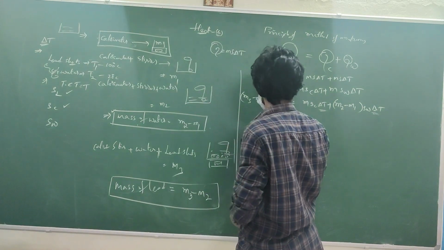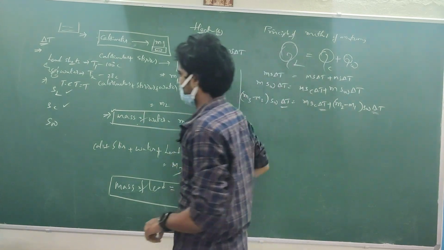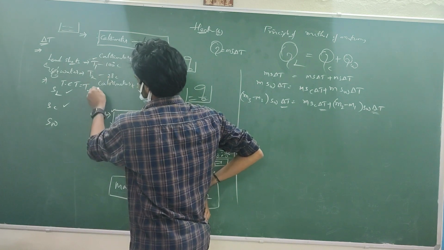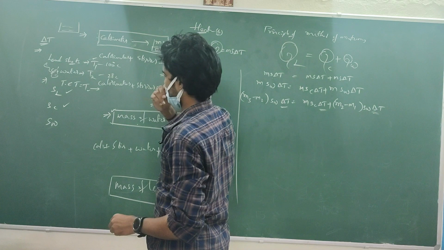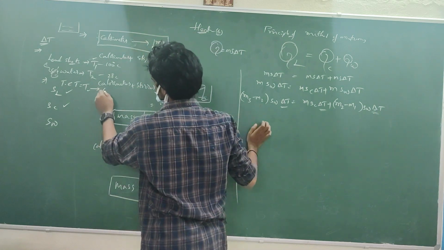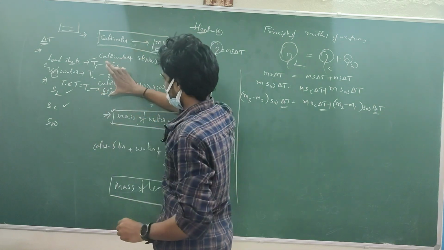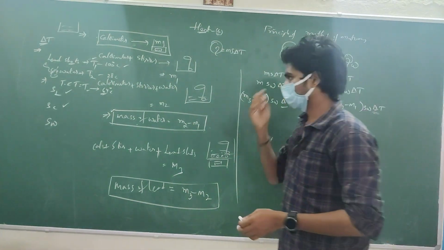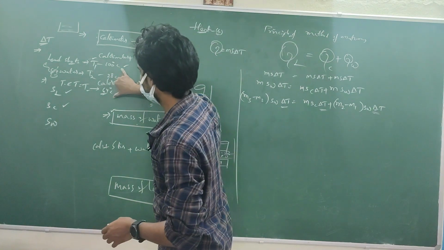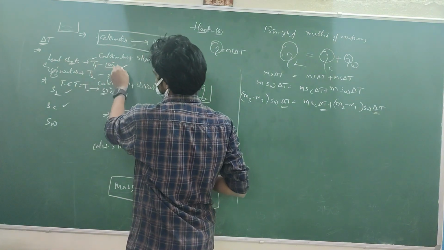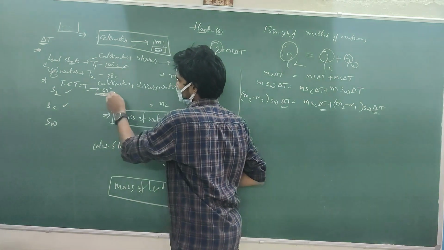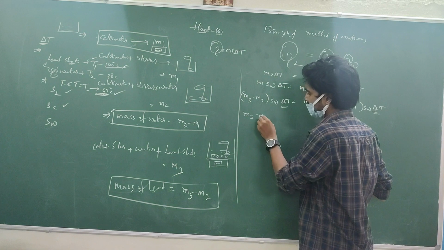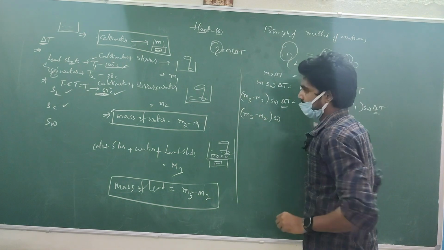Firstly we'll deal with lead shots. Lead shots are present at T1, and also at T after they both get intermixed. What happens is 100 plus 28 is 128, and 128 by 2 is 64 degrees centigrade. While dealing with lead shots temperature, we separate them by these two, because lead shots are present here and also here.